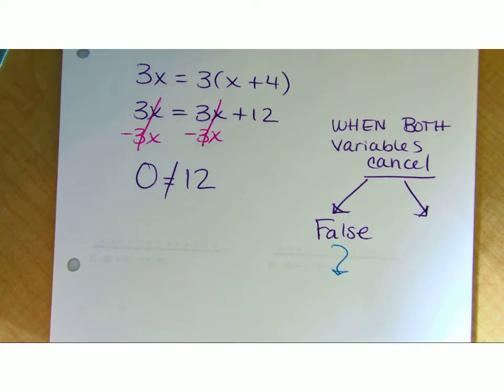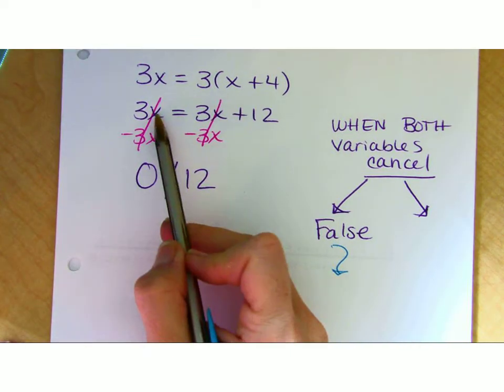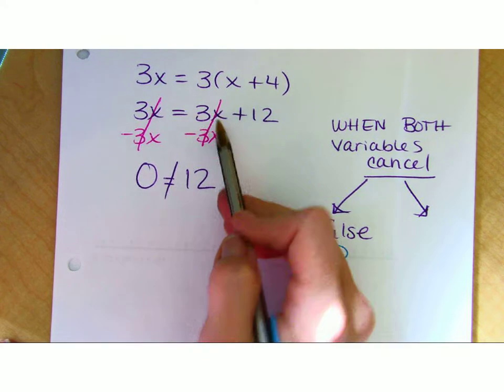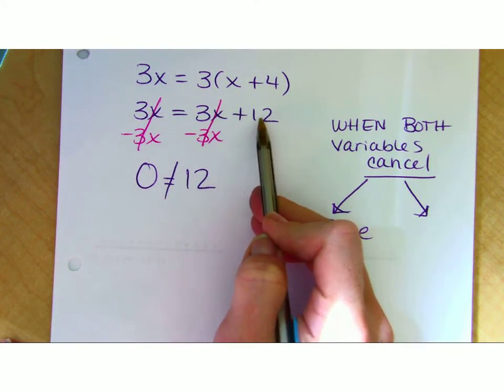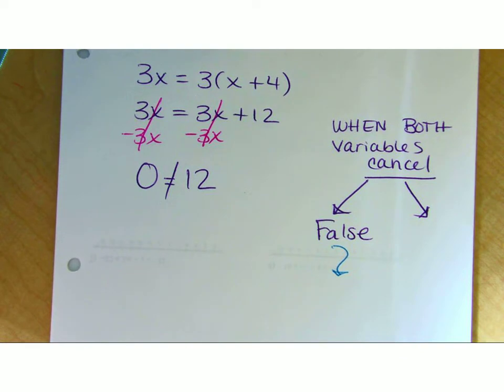7. That was somebody in third hour's favorite number. 3 times 7 is 21. Oh, now add 12 to that. Okay, that doesn't work. Somebody else give me their favorite number.